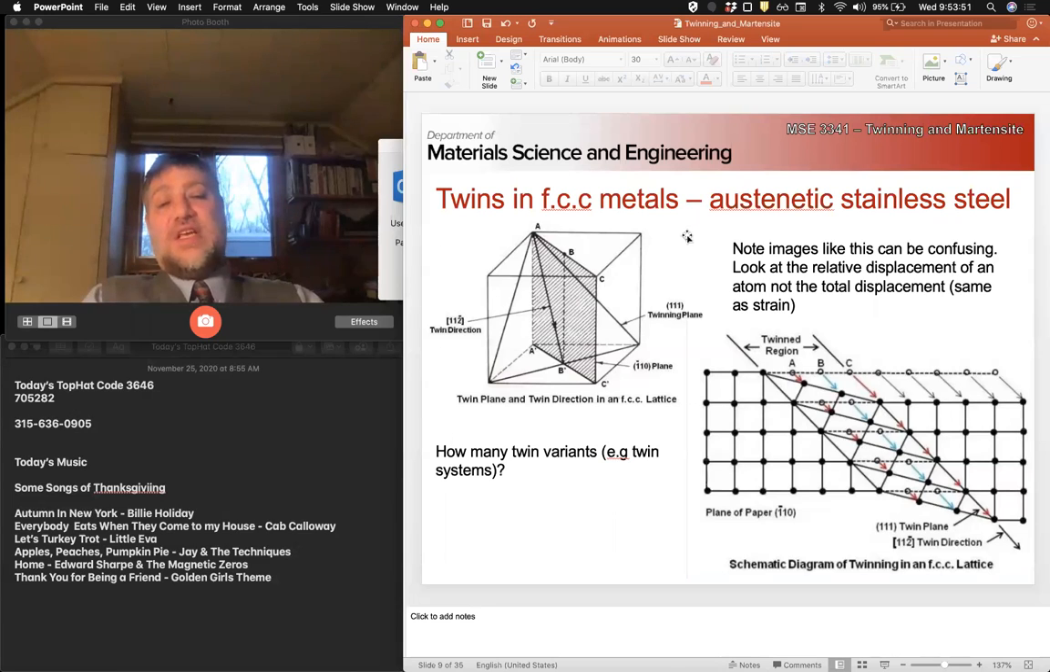In FCC crystals, our twinning plane is the 111 close packed plane. Our shear direction that lies in this plane of shear is the 11-2 type directions, right? So our slip systems are the 110 close packed directions on the 111 plane. Our twinning plane is also the 111 plane, but the direction is 11-2, right?